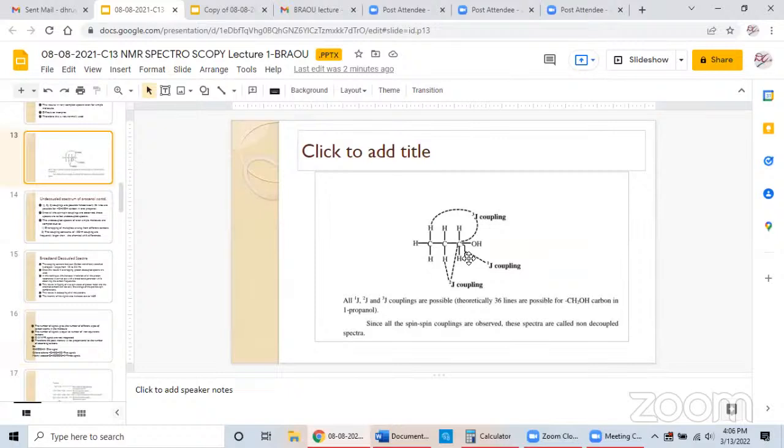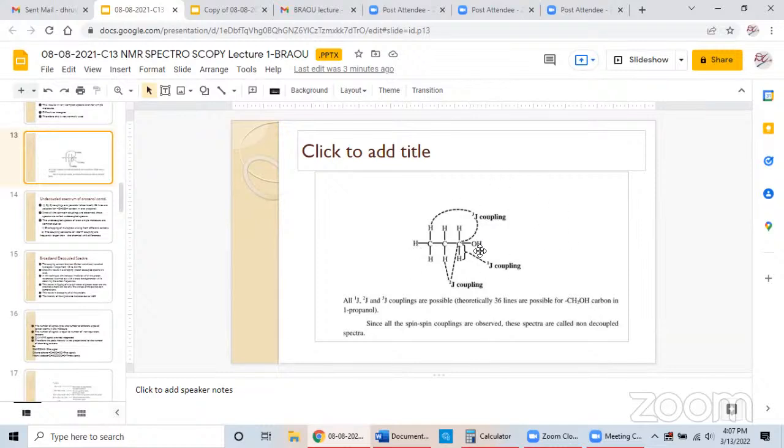Why am I telling you this? Suppose you are observing the carbon that is attached to the hydroxy group. This can couple with the attached hydrogen, which we call J1 coupling. It can also couple with the hydrogen present on the second carbon, that is the alpha carbon. It can also couple with the hydrogen on the third carbon, the beta carbon, I mean the second carbon from the carbon under consideration, but when you count this carbon also, it is the third carbon. So it will couple with the directly attached hydrogen, with this hydrogen, J2 coupling, and with this hydrogen, J3 coupling. J1 coupling, J2 coupling, J3 coupling.